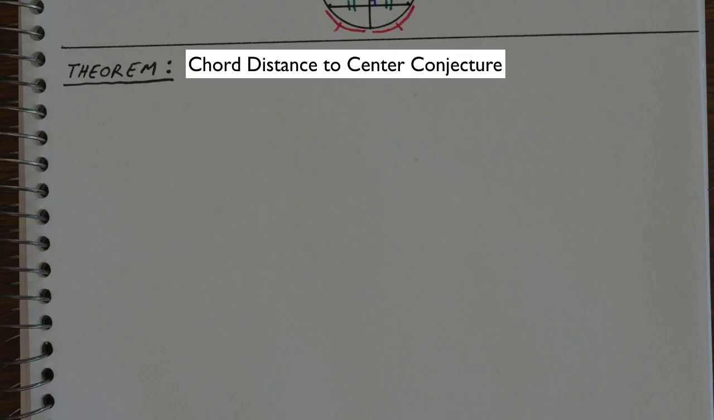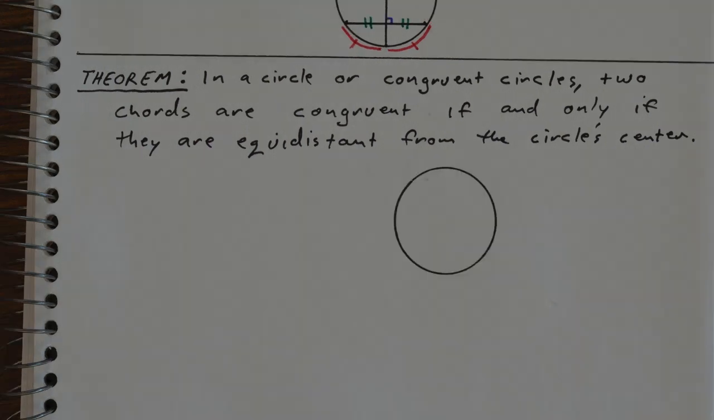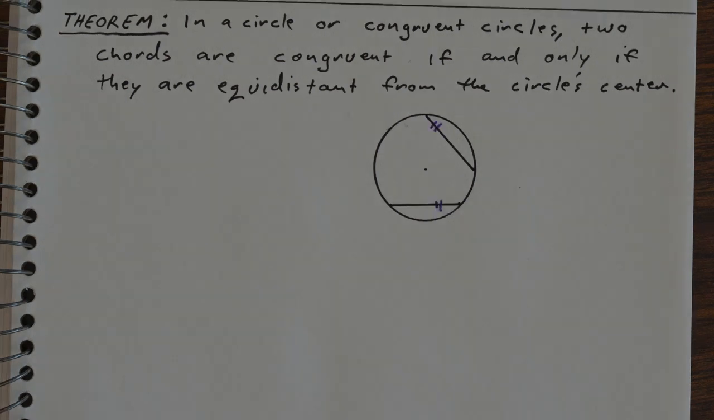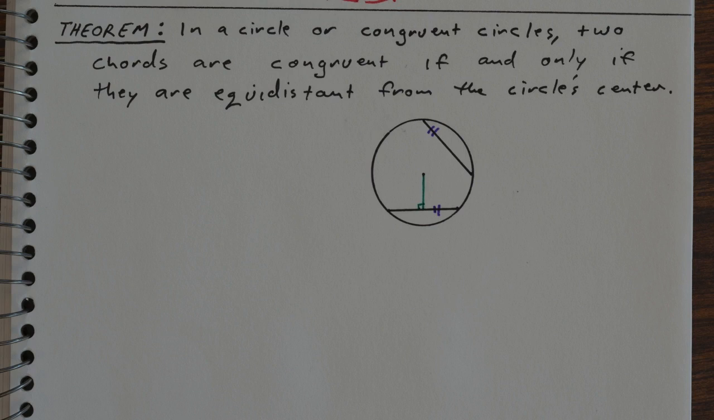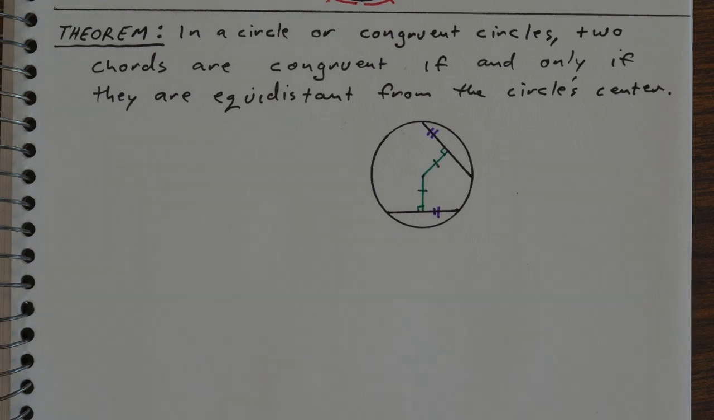Next, the chord distance to center conjecture. This one states in a circle or two circles, two chords are congruent if and only if they are equidistant from the circle's center. So let's talk about that. We've got a circle with two chords, and those chords are equal in length if the distance from the center to one chord is equal to the distance from the center to the other chord. So those distances are equal, therefore the chords are equal.